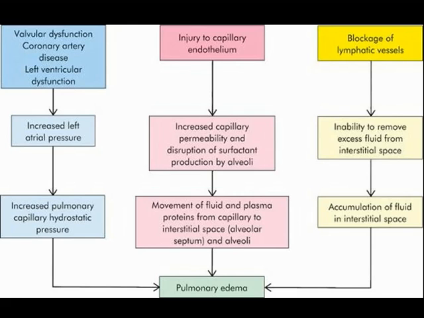We can also have an injury to the capillary endothelium, that's in the middle, where we have increased capillary permeability. Now, again, there's a couple times that this frequently happens in the lung. That's with ARDS and with sepsis. So we have a movement of fluid and plasma proteins from the capillary out into the interstitial space, and that will fill the alveolus, and we have pulmonary edema.